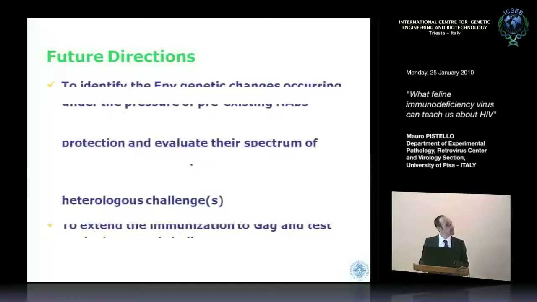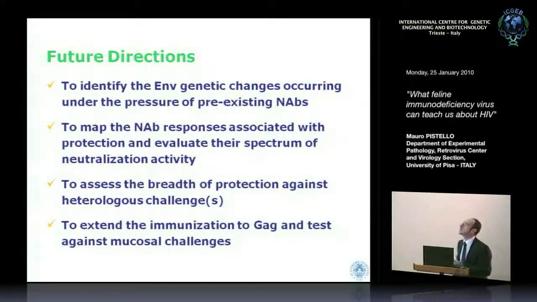So what are the future directions, what are we doing now with these? Well, these first 2 points are done in collaboration with a colleague who was working with non-human primates in the Netherlands, and now moved his lab to Cambridge, UK. This is Jonathan Heeney, a very famous guy in the field of HIV and HIV vaccinology. Together with him, we are trying to identify the genetic changes that occur under the pressure of pre-existing neutralizing antibodies.